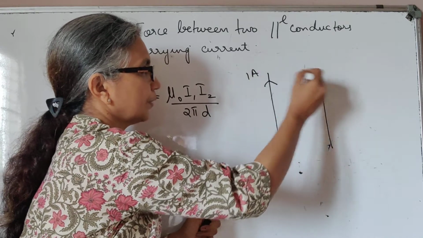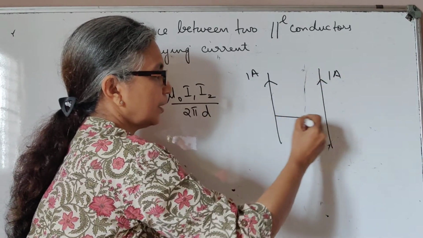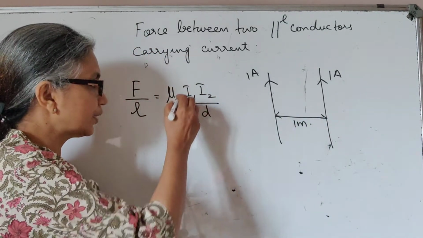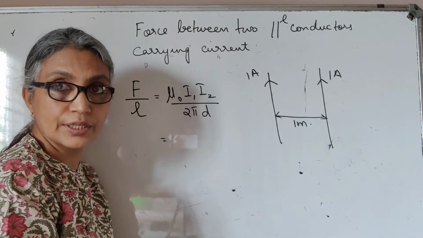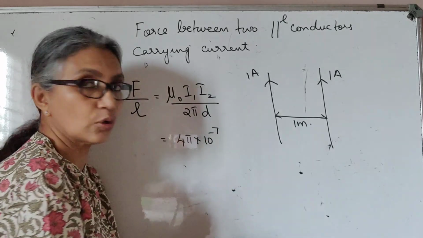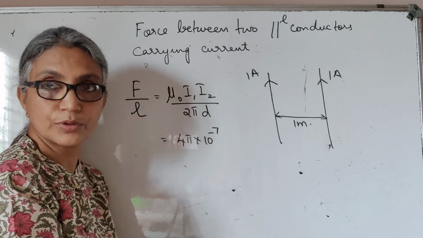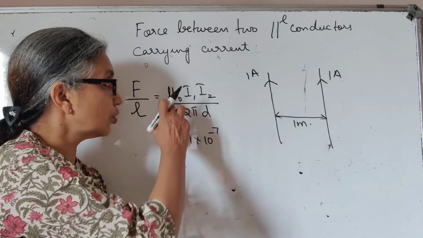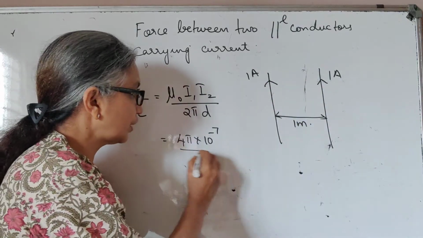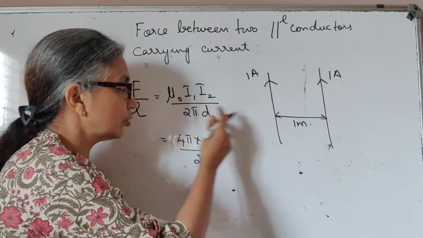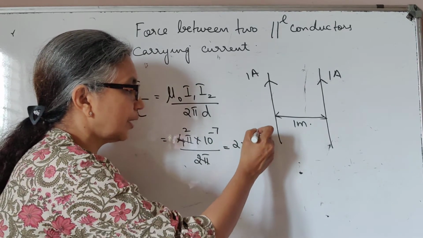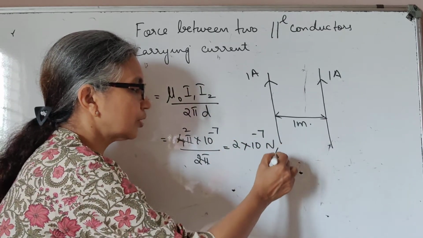Both are carrying 1 ampere. And both are placed at a distance of 1 meter in air or vacuum, which means if I am going to substitute here, in air or vacuum, mu 0 value is 4 pi into 10 raised to minus 7. I hope you remember, I told you in the beginning of the chapter, mu 0 by 4 pi is 10 raised to minus 7. So mu 0 will be 4 pi into 10 raised to minus 7 into 1 divided by 2 pi, and d is also 1. So if I cancel this, this is equal to 2 into 10 raised to minus 7. Force per length will be Newton per meter.